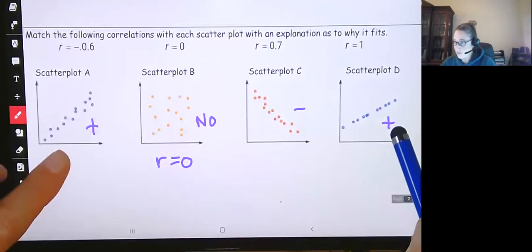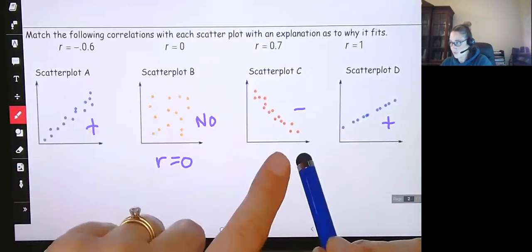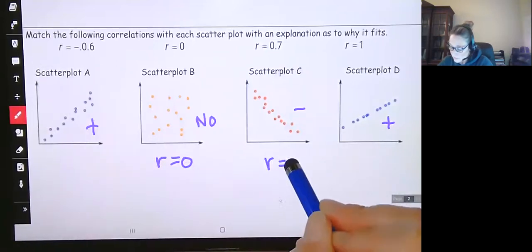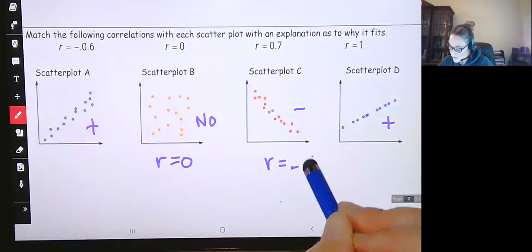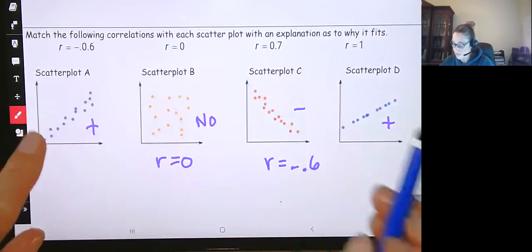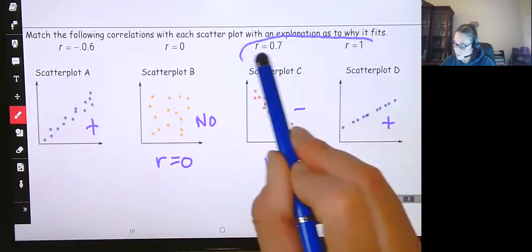Now these ones are both positive, this one's negative. So there's only one that's negative. So this is going to be R is equal to negative 0.6. These two are positive, there's two positive. These are the two positive.